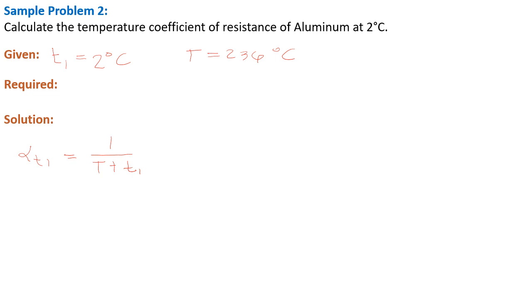You need to solve for alpha T1 here. Okay. So this is just a direct substitution. You will get 0.0042 per degrees Celsius. Okay.